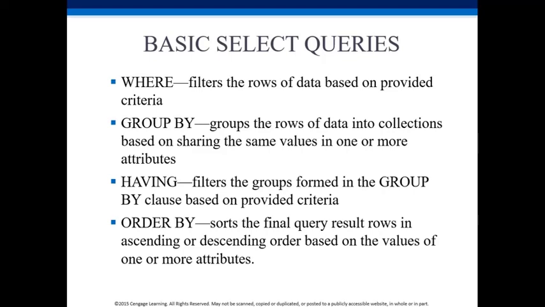Then we have having. Where filters the result, right? So having reflects on the group by result. So it filters the groups formed in a group by clause based on the provided criteria. So for example, if you get employees who are faculty only, you can put in having, maybe, their experience is more than 5 years.